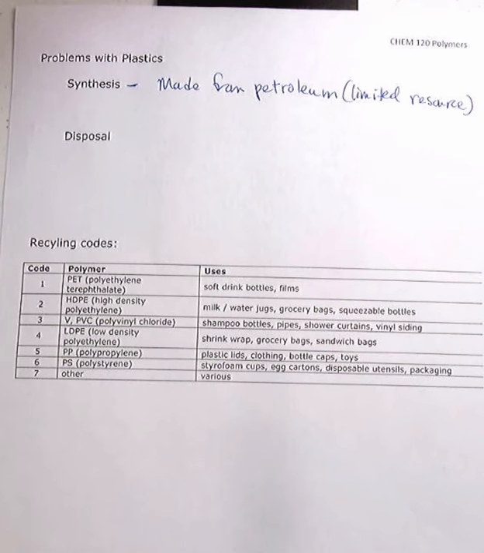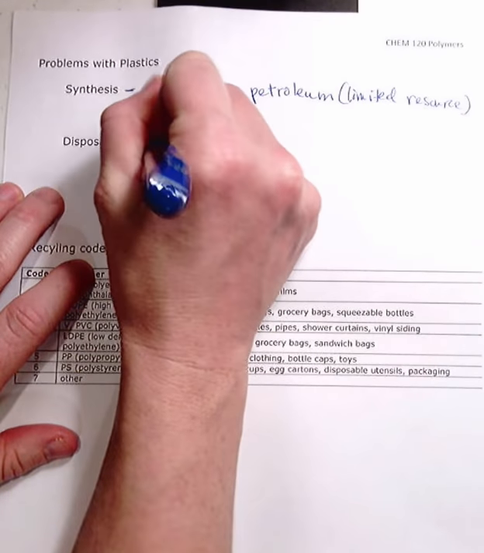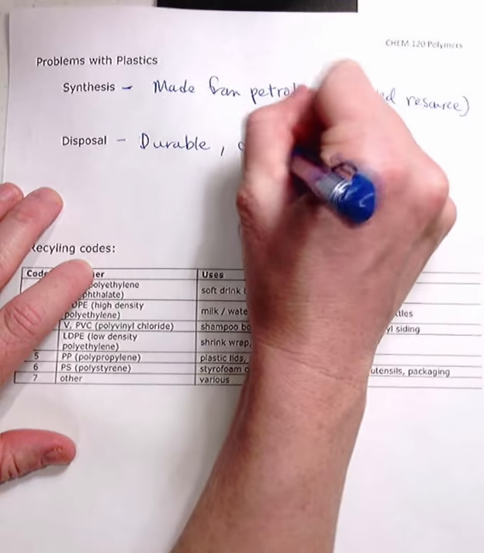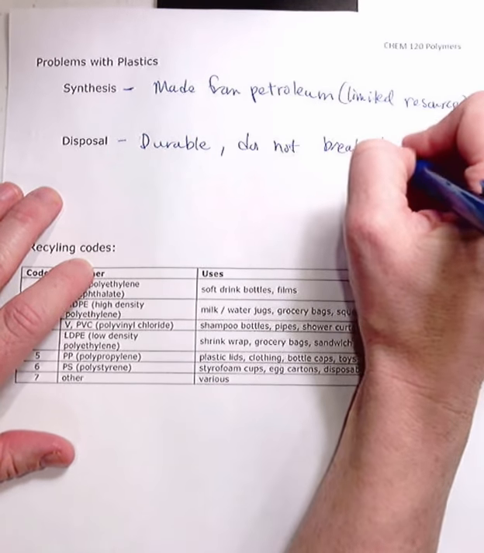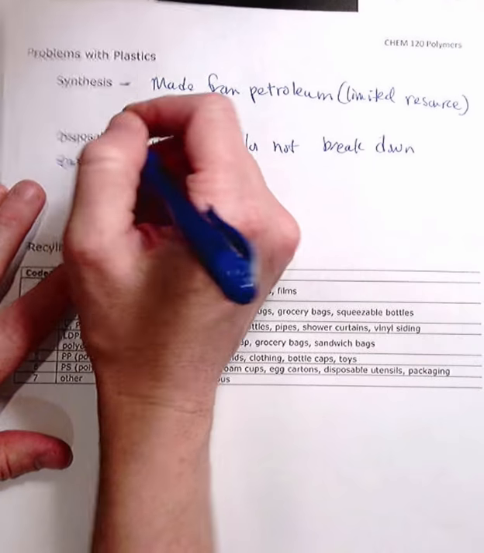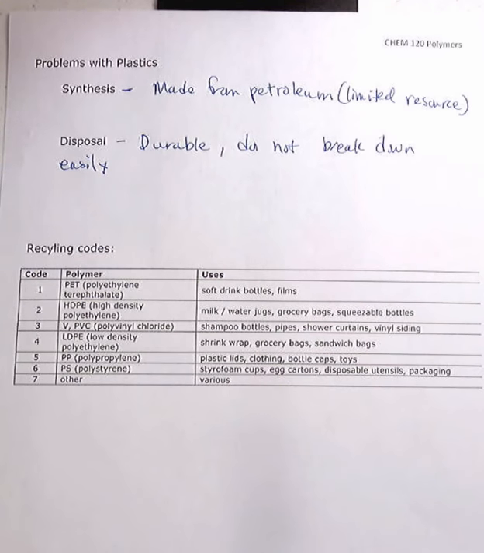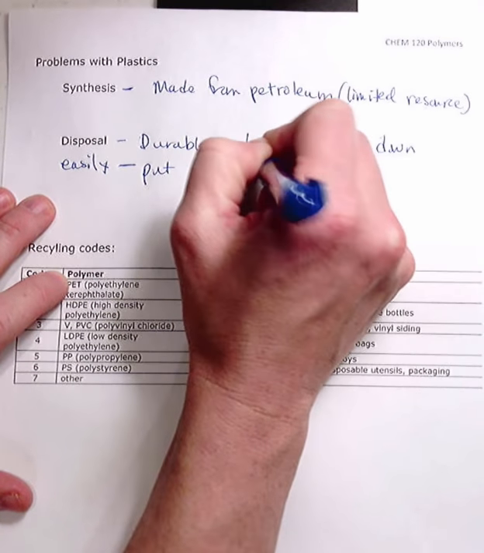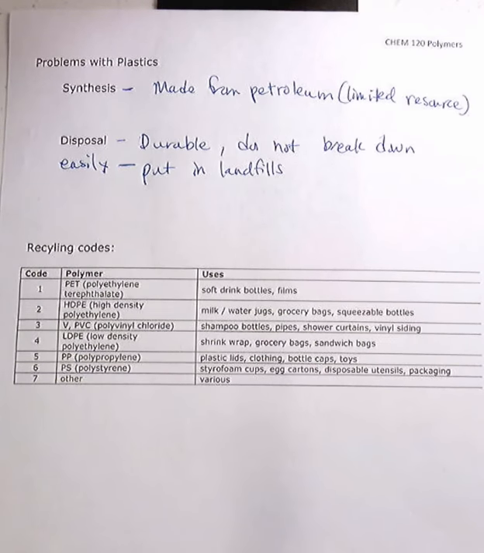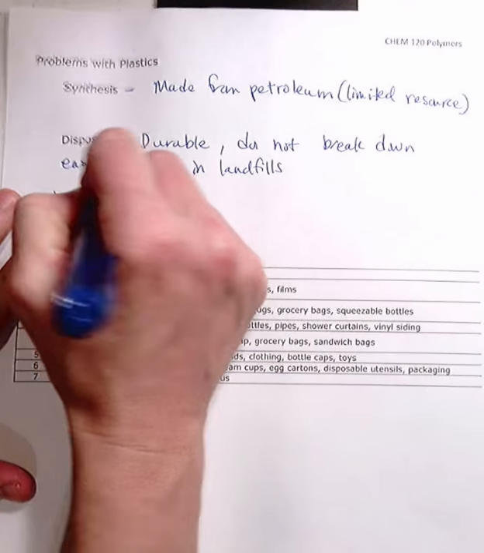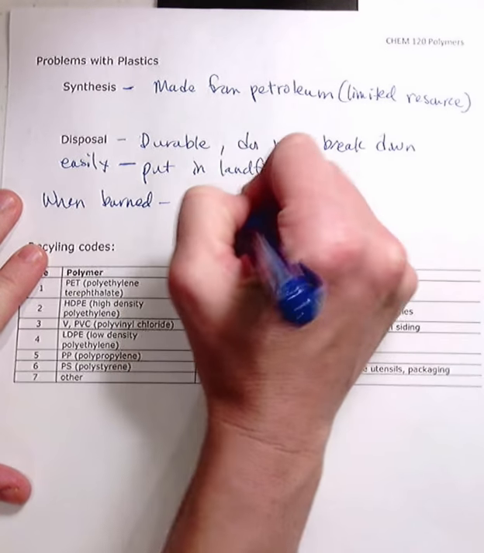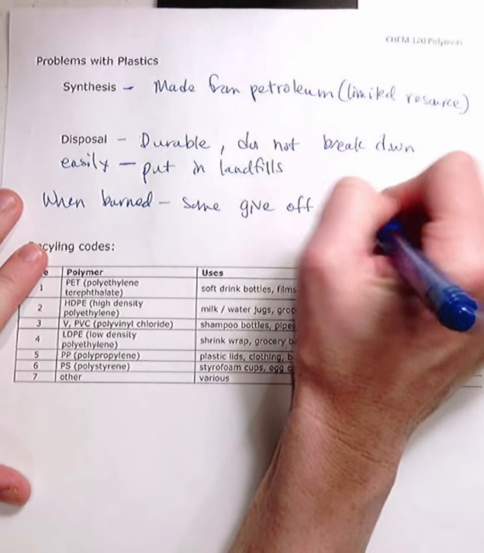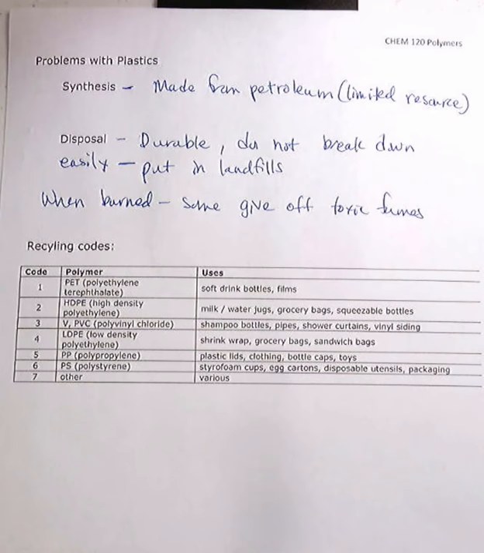The other problem with plastics would be the disposal. They are very durable, so durable they do not break down easily. They are usually disposed of in landfills. If you try to burn them, when burned, some give off toxic fumes. If you've ever had the misfortune of smelling burning plastic, it does not smell good. So it's definitely not something you want to do.